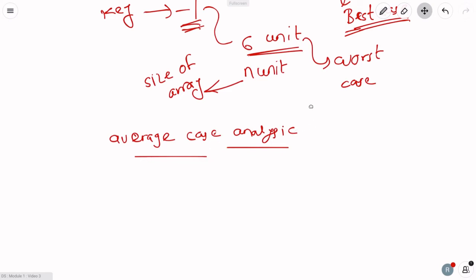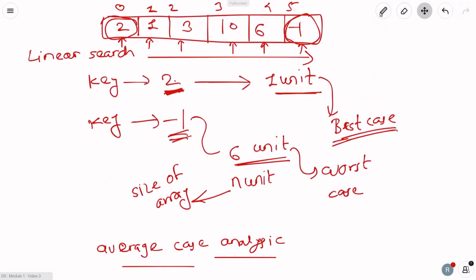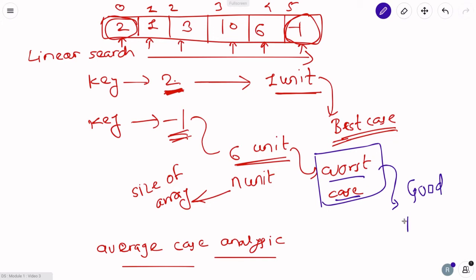Now as a programmer, we should always worry about the worst case, because if we are able to write a program which is going to perform very well, even if the worst case occurs, then that is the best program, or that is a good program. So as a programmer we should always worry about the worst case.